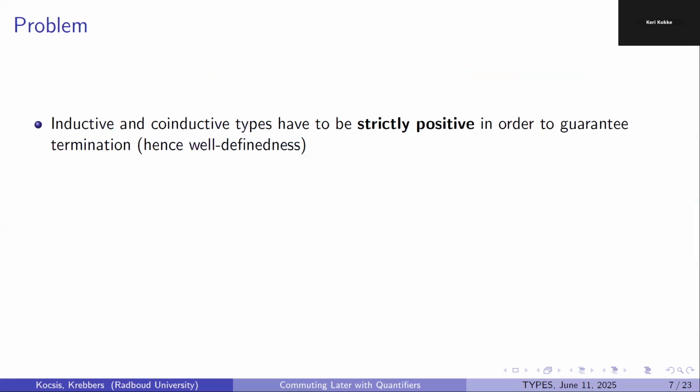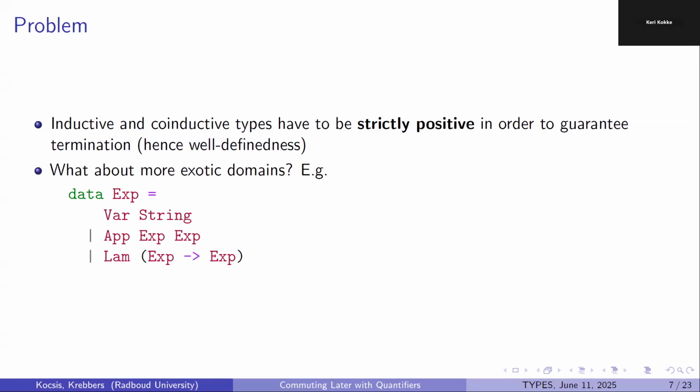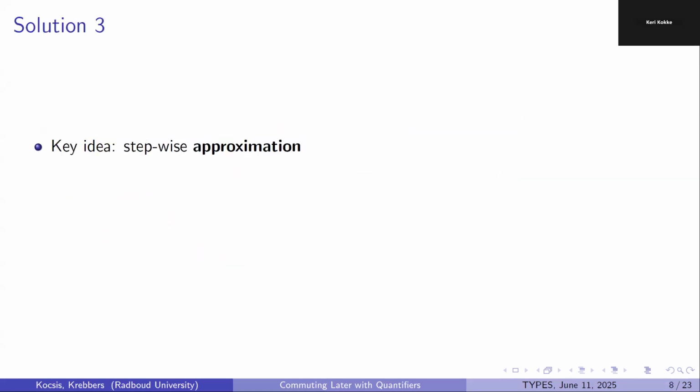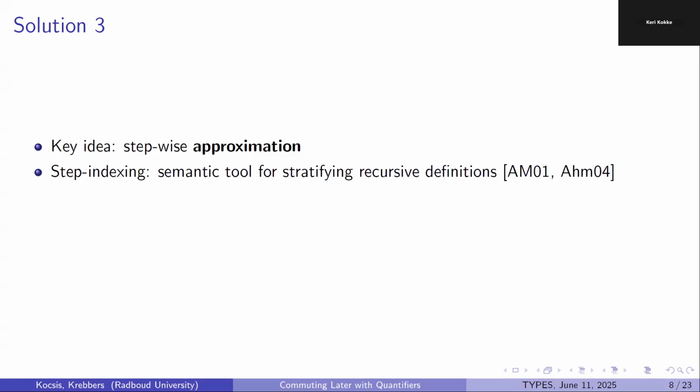So that's the idea. And so both of these solutions suffer from some restrictions, namely that these inductive and coinductive types are usually supposed to be strictly positive in order to guarantee termination, which is some syntactic restriction on the type. But what if you want some more exotic domains, such as this one, which is some higher order syntax for lambda calculus? So this is an example in Haskell. This will not type check in Agda, for example. So a third solution, which was proposed about 25 years ago, is to use the idea of stepwise approximation to make sense of recursive definitions.